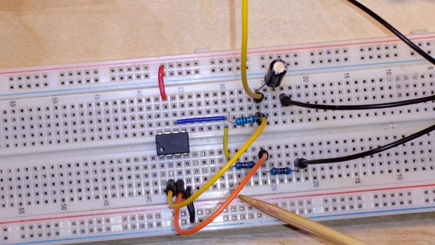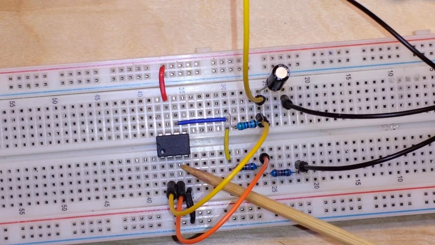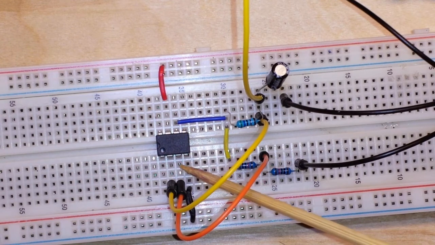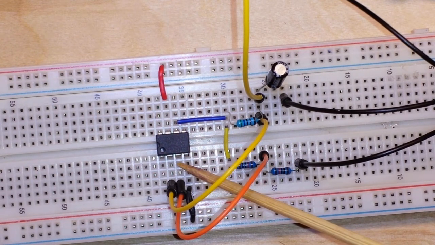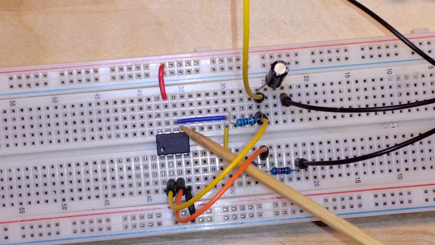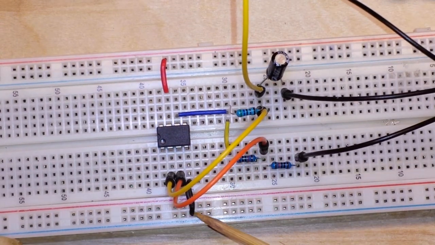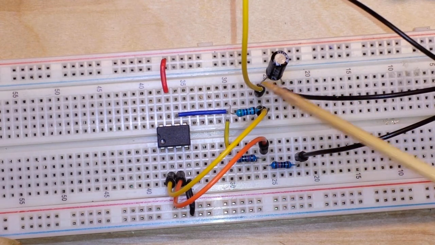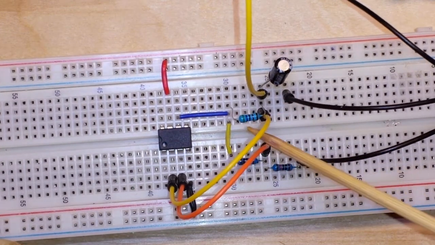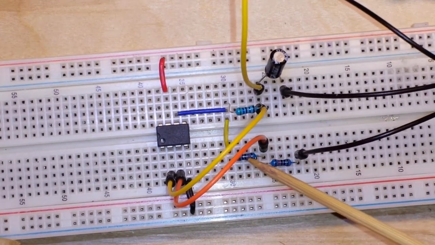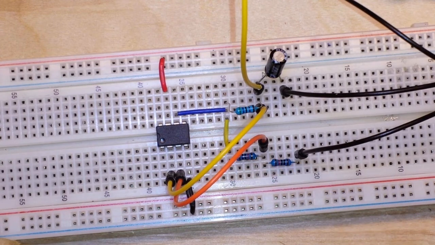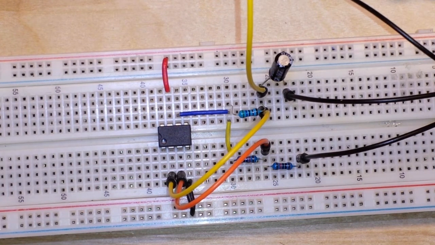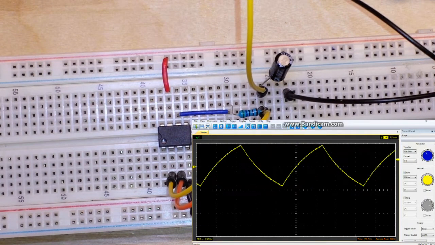Now, when the inverting input, which is pin 2, becomes more positive than the non-inverting input, pin 3, the output then goes to VSS, which is negative 9 volts, and capacitor 1 discharges back through R1 and then through this divider here of two 10K resistors. And what we get is the classic sawtooth pattern that you can see here on the oscilloscope.